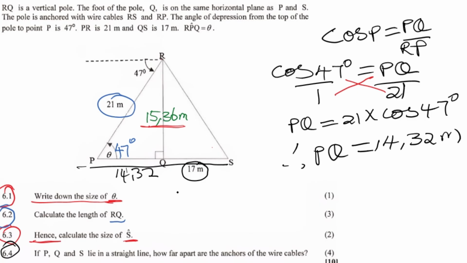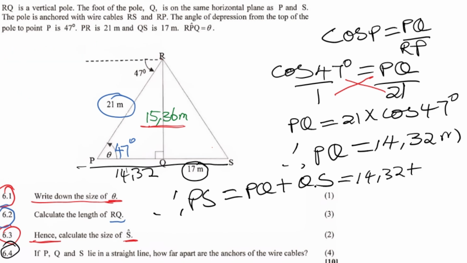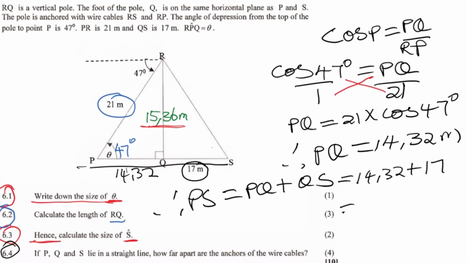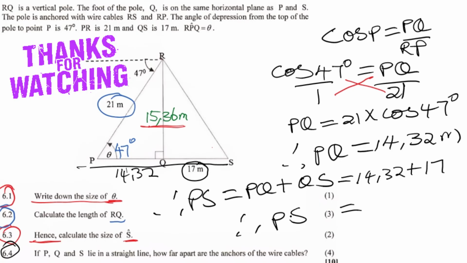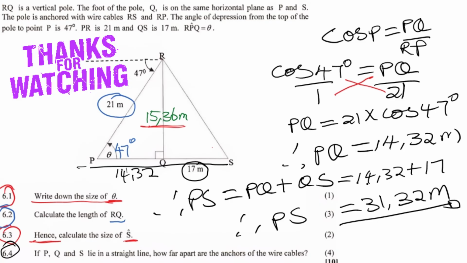So we will say therefore PS is given by PQ plus QS. Now what is PQ? PQ is 14,32. What is QS? QS is 17 meters. And then the final answer, therefore PS is equal to, we just press our calculator. That will give me 31,32 meters. And right there, that is our answer.